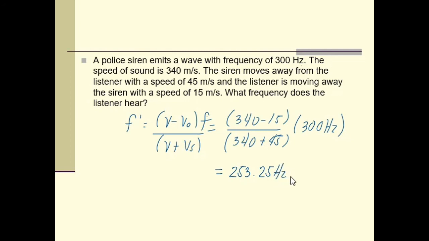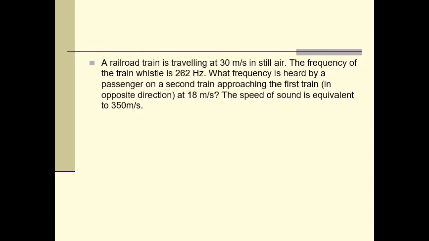Okay? So last item. A railroad train is traveling at 30 meters per second in still air. The frequency of the train whistle is 262 hertz. What frequency is heard by a passenger on a second train approaching the first train? So they are in opposite directions. The speed of sound is equivalent to 350 meters per second. They are approaching each other.